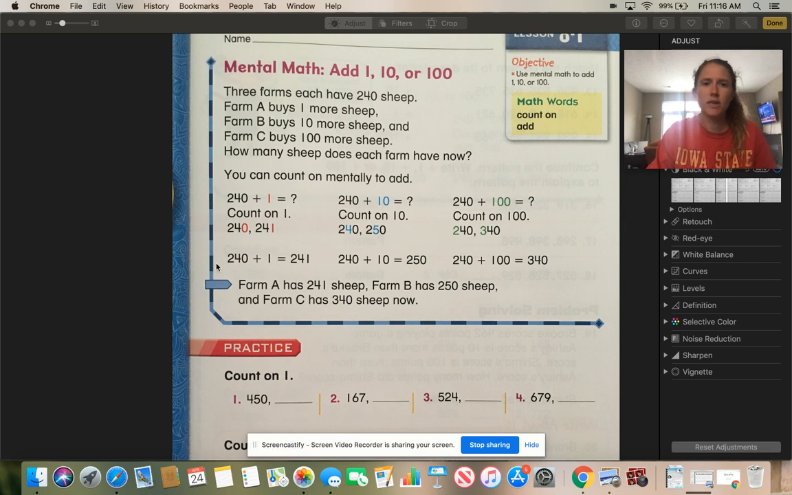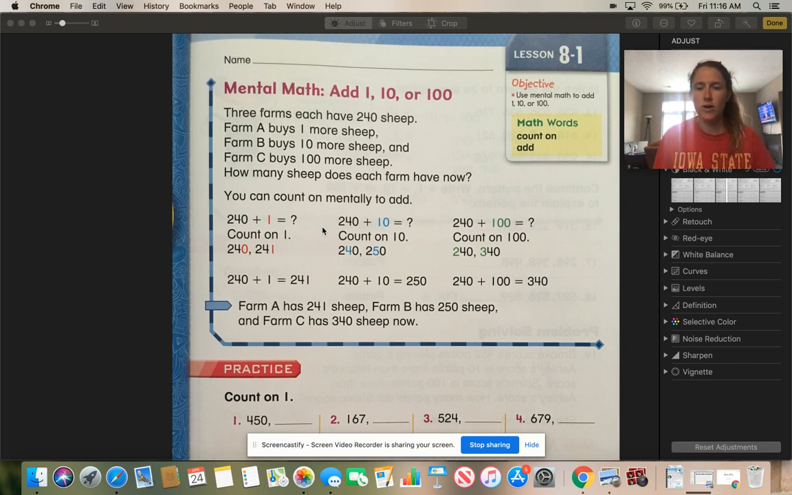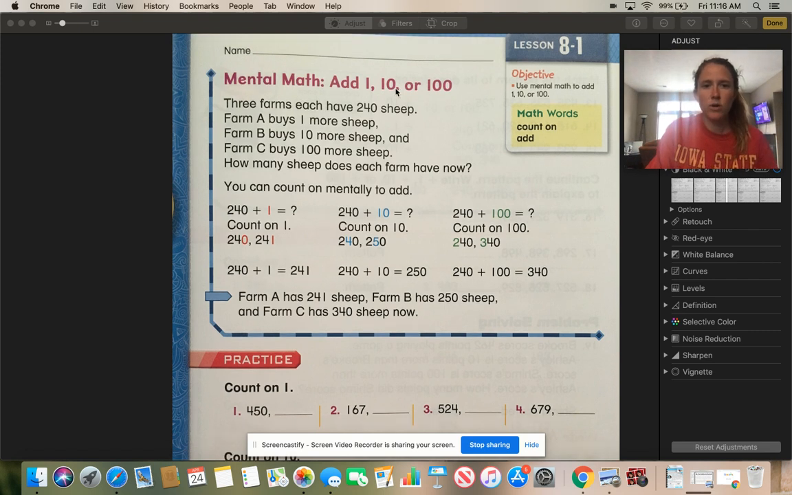Hi, second graders. Today we are going to be learning how to add 110 or 100. So, chapter 8 is all about addition, and it's actually 3-digit addition. So, we are going to be working on how to add 3 digits. So, it says mental math, add 110 or 100.